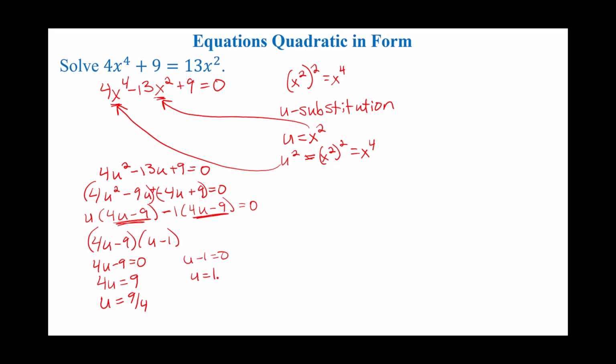Now u equals x squared. So x squared equals 9/4, and x squared equals 1. If I take the square root of both sides of each equation, I get plus or minus 3/2. And here I get x equals plus or minus 1. So I have 4 solutions to this equation: 3/2, negative 3/2, 1, and negative 1.